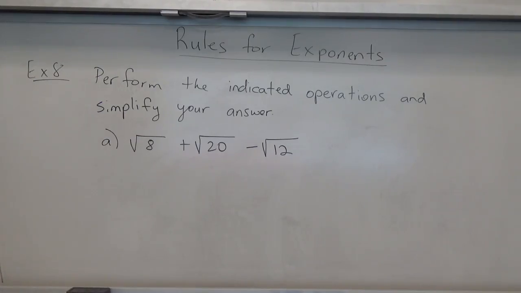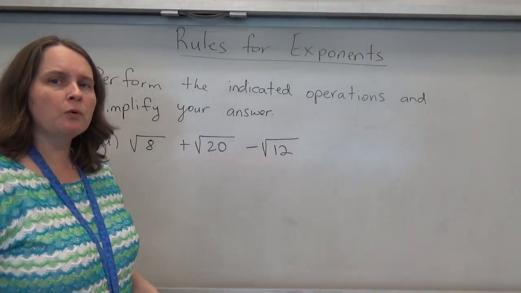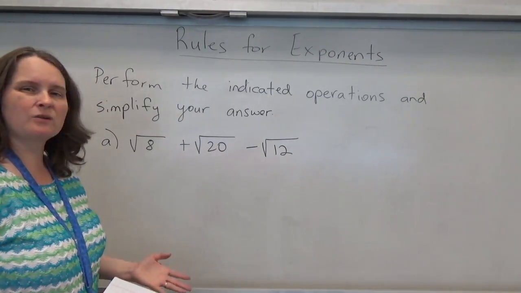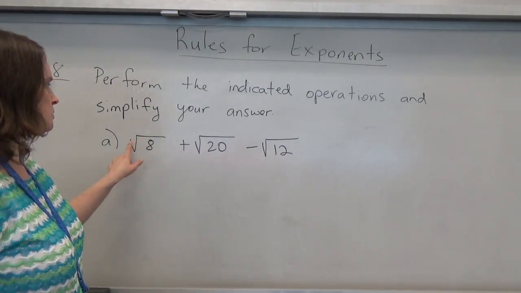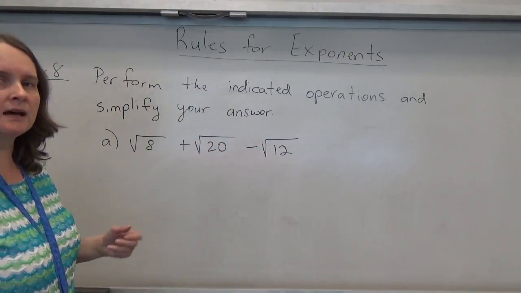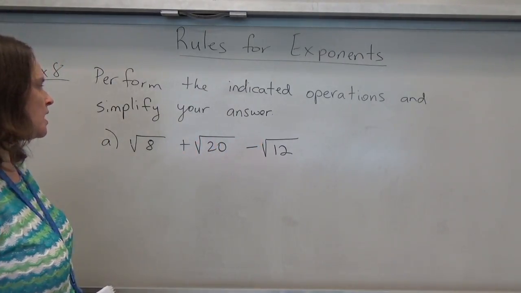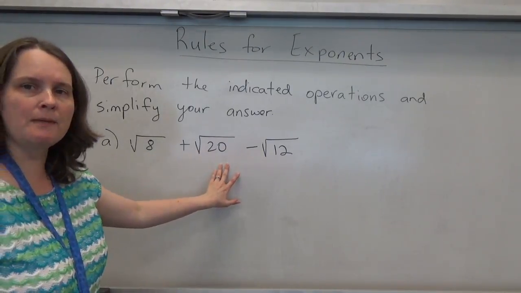For example 8, we're asked to perform the indicated operations and simplify your answer. So we've got square root 8 plus square root 20 minus the square root of 12. All right, in order for us to be able to combine any of these radicals, it's very important that we have like terms. How do we create like terms from square roots? First, you'll notice that these are all square roots. The index on each of these, you don't see it written, but it's a 2. So that's important to notice. We also need to see if we can possibly get the inside of our radicals to match.